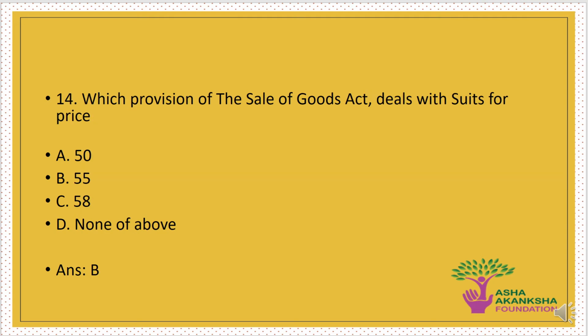The next question is, which provision of the Sales of Goods Act deals with the suits for price? Options are A, Section 50, B, Section 55, C, Section 58, or D, none of the above. The correct answer to this question is option B, that is, Section 55 of the Sales of Goods Act deals with suits for price.